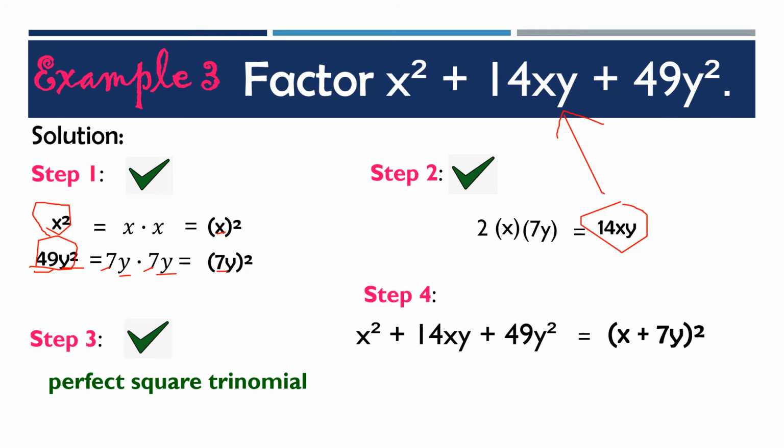Where did we get the variable x? This one is the square root of the first term. How about 7y? This is the square root of the last term. And the operation plus. We base it from the operation of the given expression, which is plus. We can also write down the factors as x plus 7y times x plus 7y.